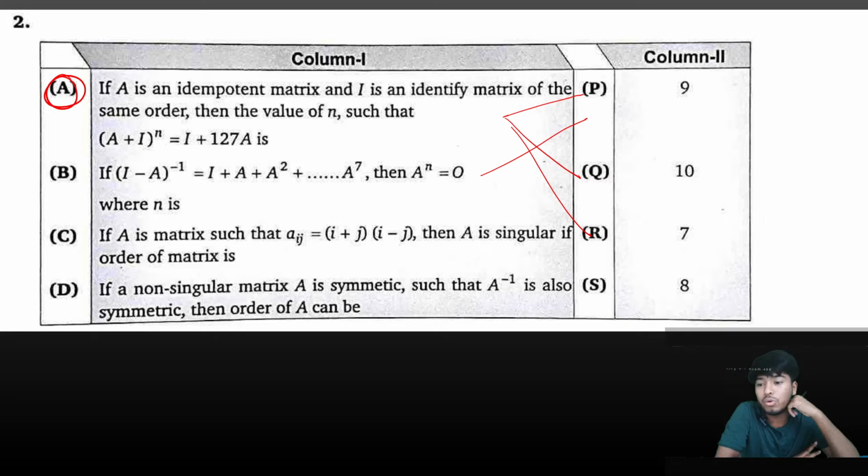The question says that A is an idempotent matrix and I is an identity matrix of the same order. Then find the value of n such that (A + I)^n = I + 7A. Yes? What is there in this, you will enjoy this question a lot. Idempotent matrix.